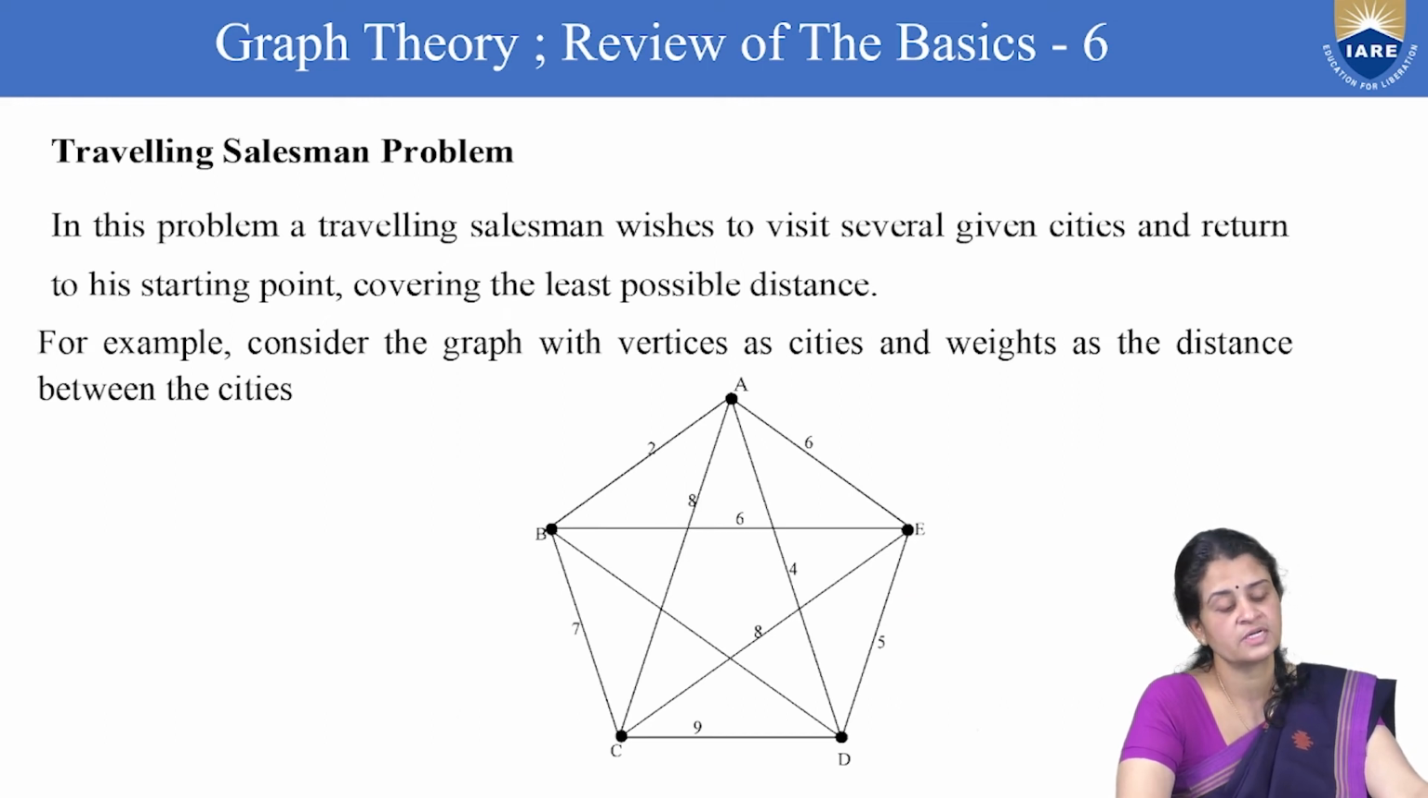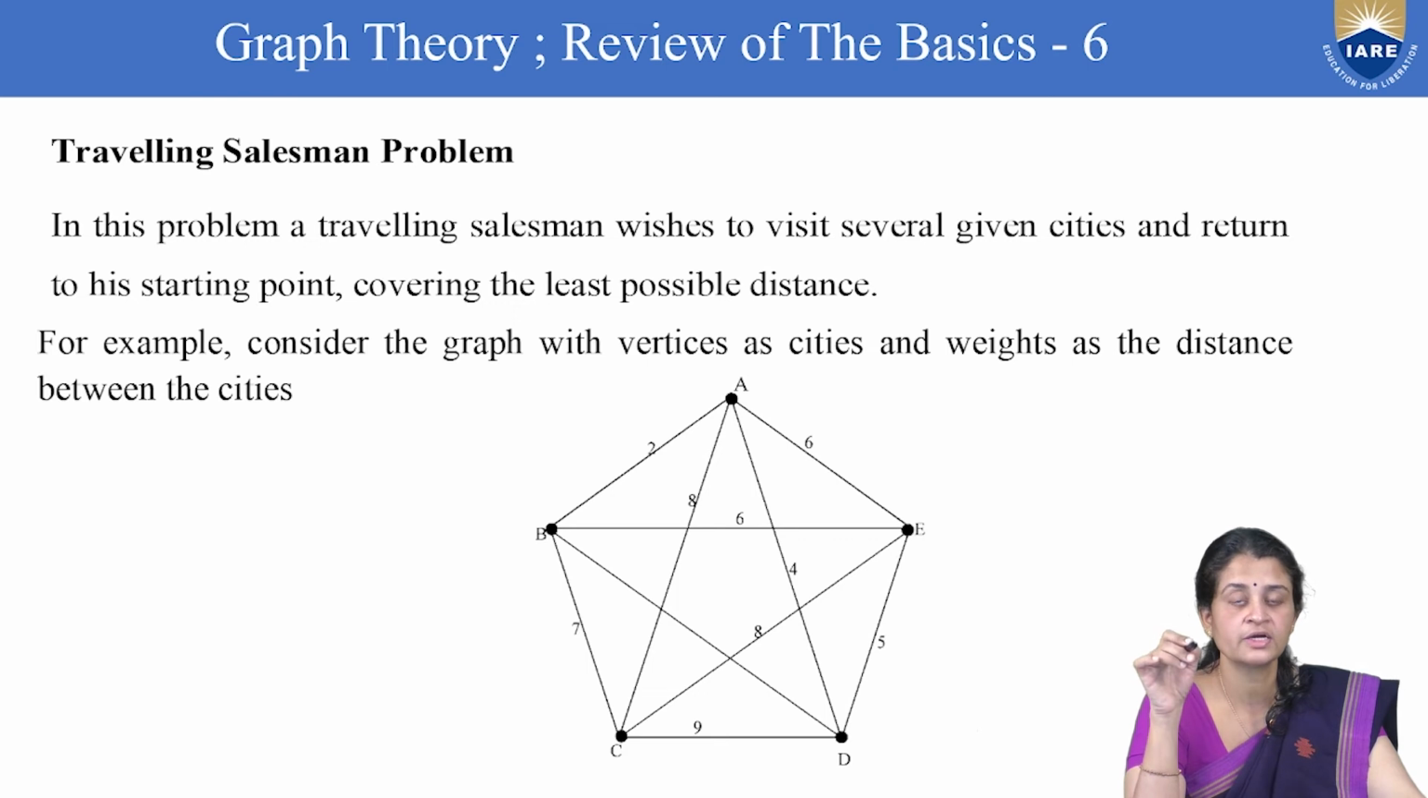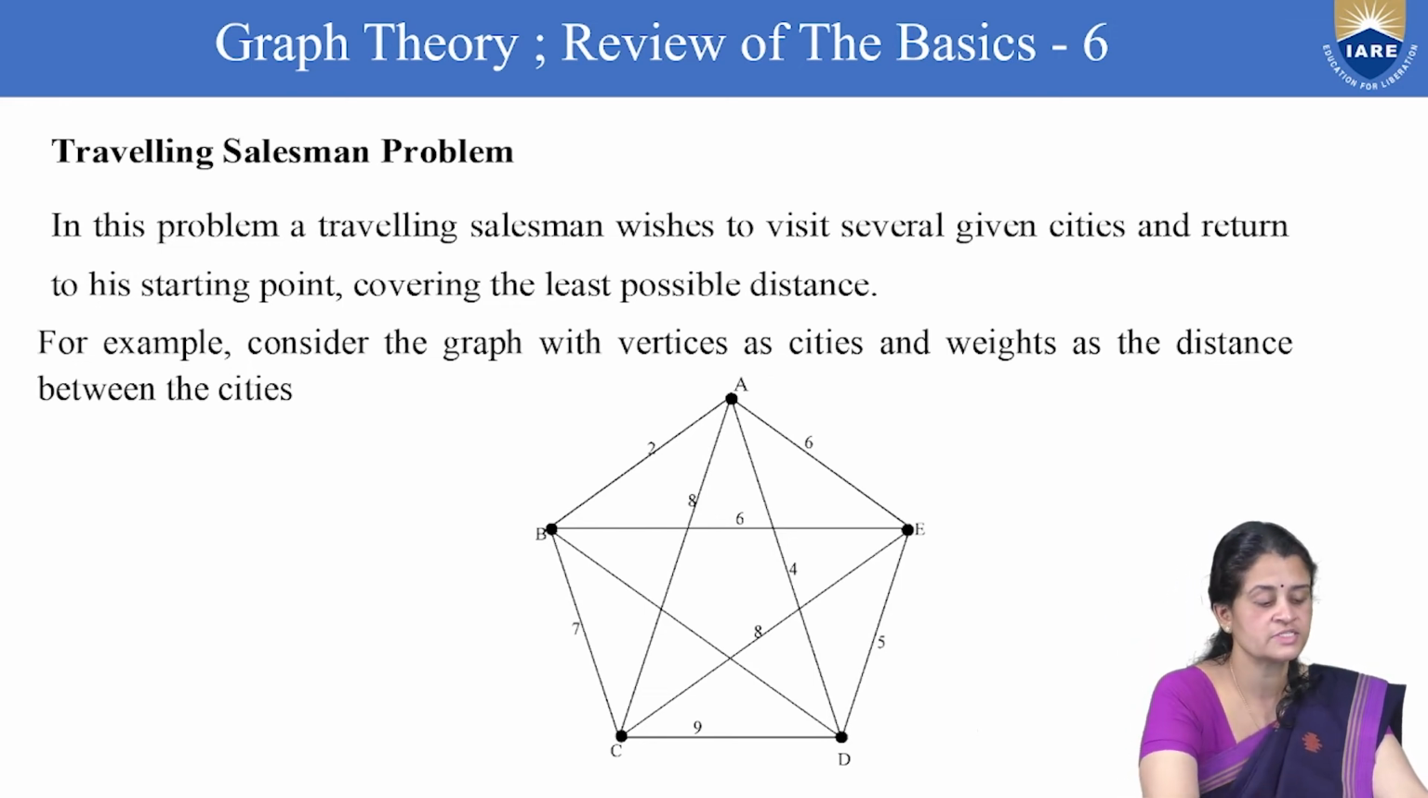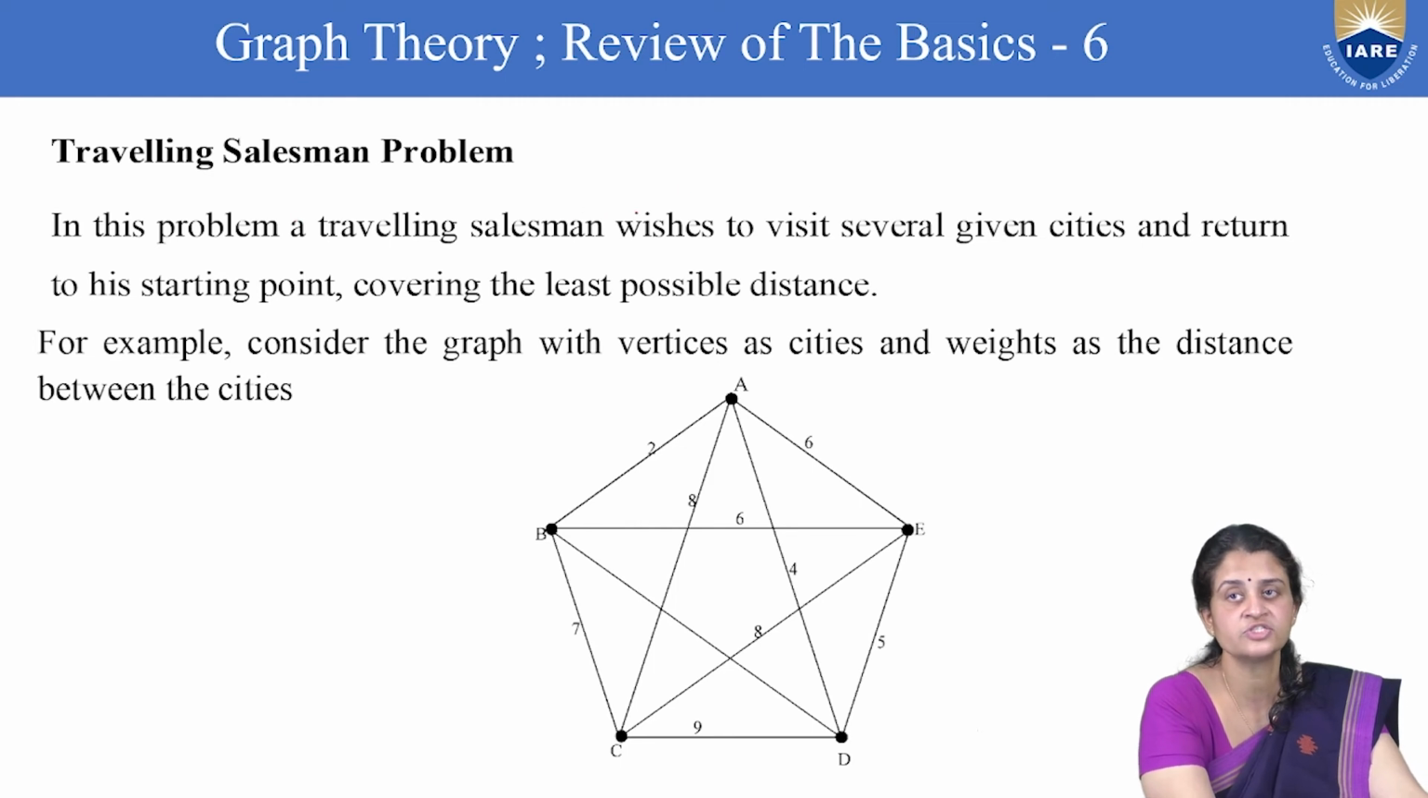Now we will see the traveling salesman problem. Mostly we have heard about the traveling salesman in our school classes itself. What is that? A person who has to travel through all different cities and has to reach back to the city of origin with less cost of traveling. For example, consider this problem. A traveling salesman wishes to visit several given cities and return to his starting point, covering the least possible distance.